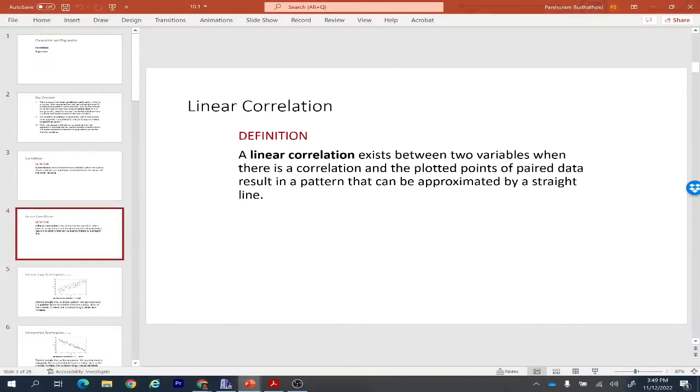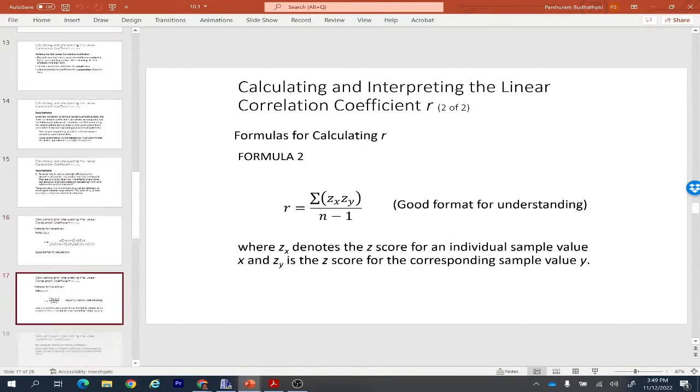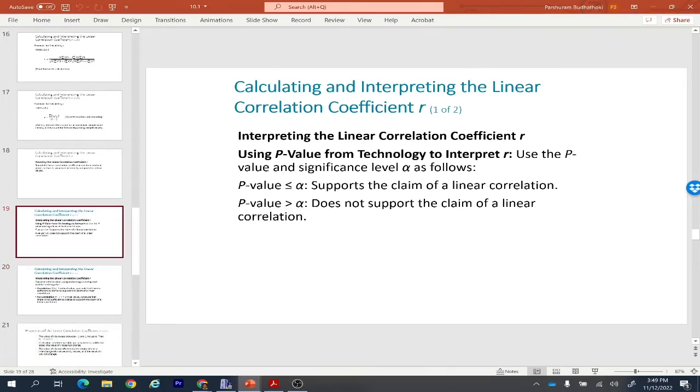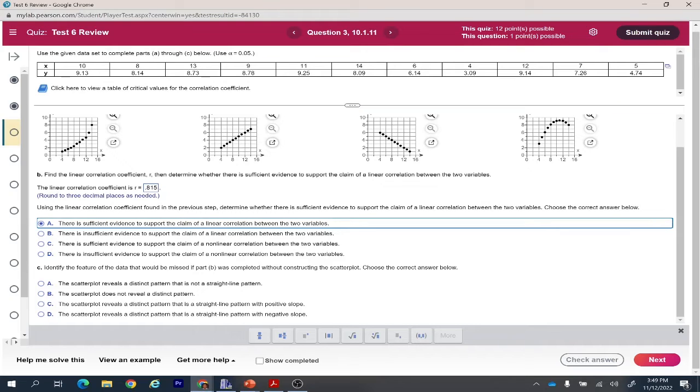So let me just show you what I'm talking about from this section. Where is that? This one. If the p-value is less than alpha, it supports the claim. So there is sufficient evidence to support the claim of a linear correlation between the two variables. So this is our option.